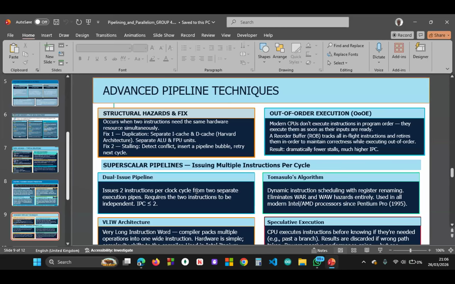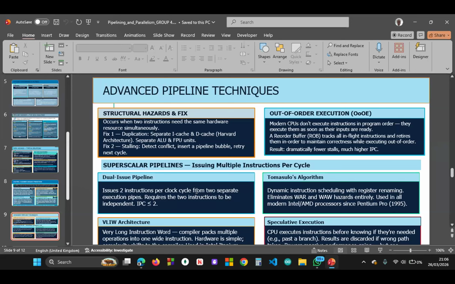Advanced pipeline techniques, structural hazards and fixes. So these are the techniques under which the pipeline goes through. One, structural hazards occur when two instructions need the same hardware resource simultaneously. So a solution, fix one: duplication. Separate I-cache and D-cache, Harvard architecture. Separate ALU and FPU units. Two, stalling. Detect conflict. Insert a pipeline bubble. Retry next cycle.